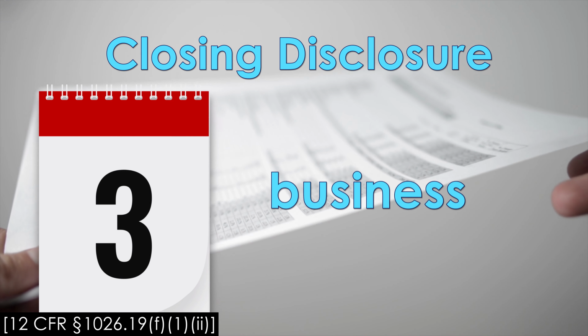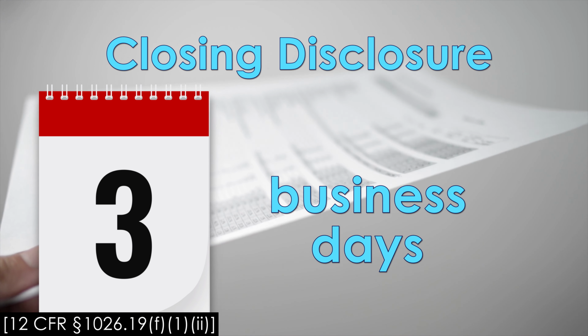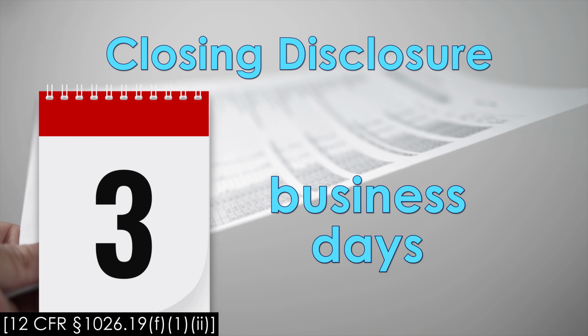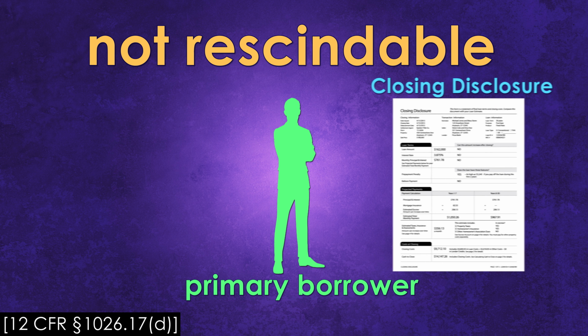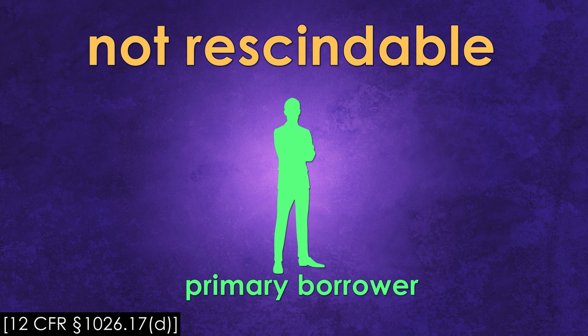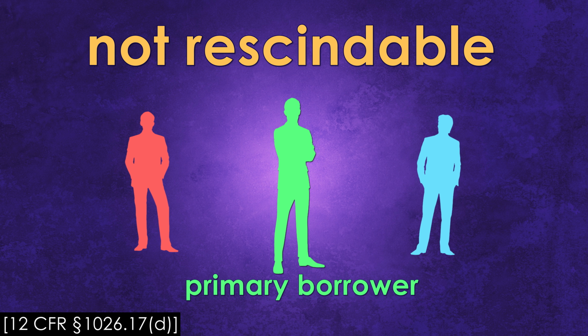Now, on the other side of the transaction, delivery of the closing disclosure to the borrower by the lender is to occur no later than 3 business days before closing the mortgage transaction. There's that 3-day time period again. For mortgage transactions that are not rescindable, the closing disclosure is delivered to the borrower with primary liability on the mortgage. When more than one borrower is involved, the closing disclosure need only be delivered to one borrower.